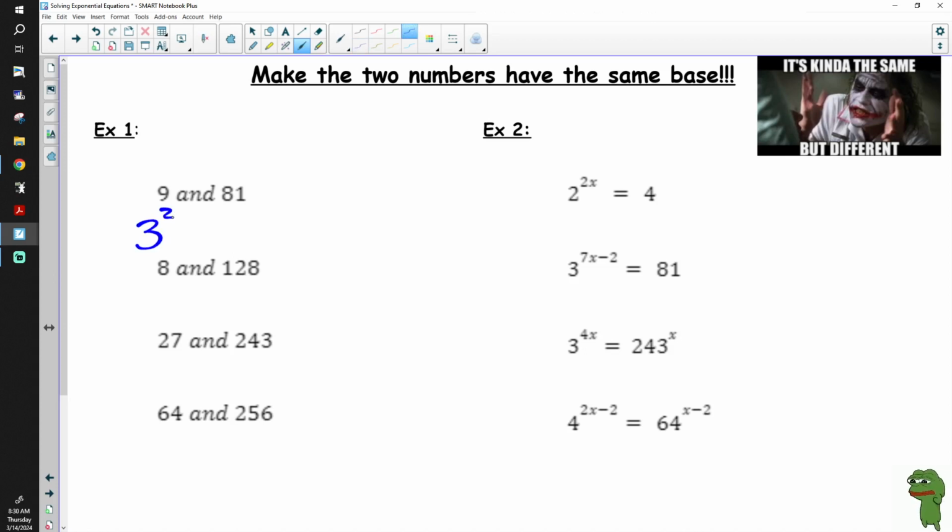81, we want to write as the same number to a different power. So 3 to what power gives you 81? 4? Check it. It is. 3 to the 4. Your goal is to get the same base, but different powers. So finish those 3 example 1s. Don't worry about example 2s yet. Example 1s. Rewrite the numbers with the same base. They'll have different exponents, same base.